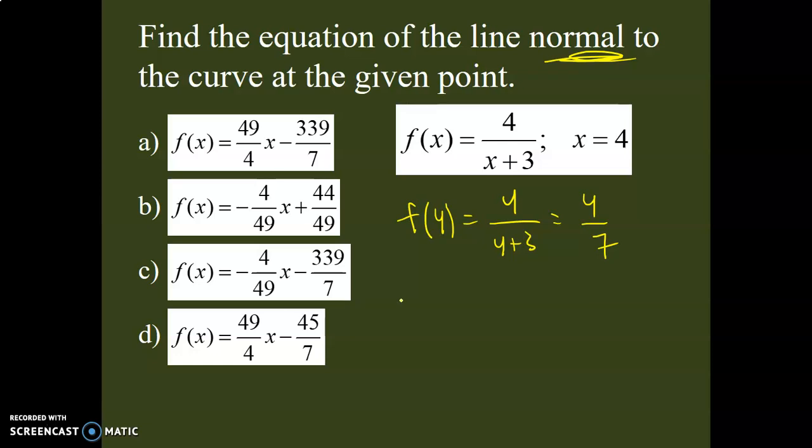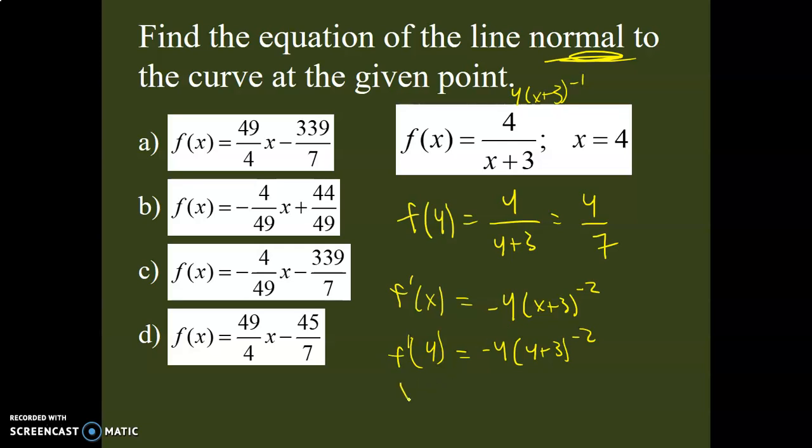And then I need to use the derivative, so f prime of x. I would rewrite this original equation as 4 times x plus 3 to the -1 first. So the derivative would be -4 times x plus 3 to the -2nd. Or if I want to plug in 4, f prime of 4 would be -4 times 4 plus 3 to the -2nd, which can be simplified to be -4 over, this is going to be 7, and I'm going to move it down to the bottom, so 7 squared, which would be -4 over 49.